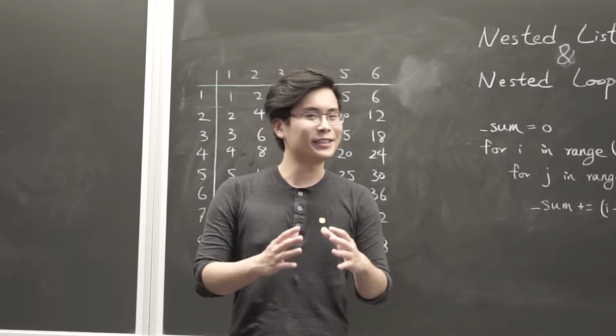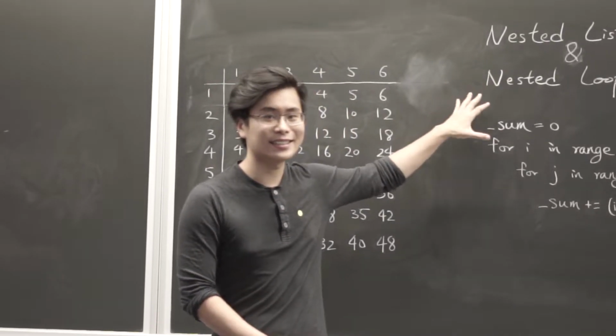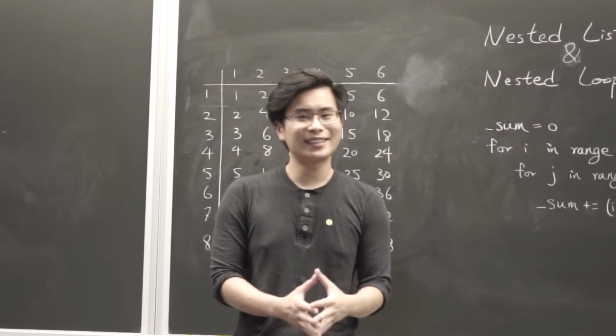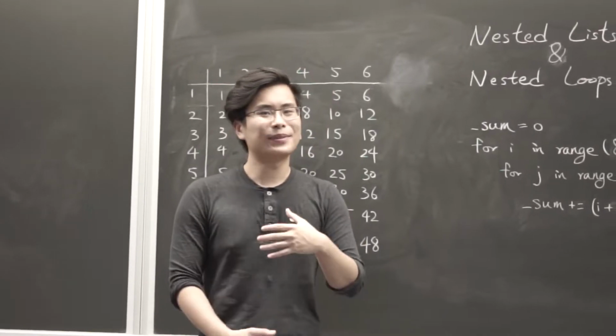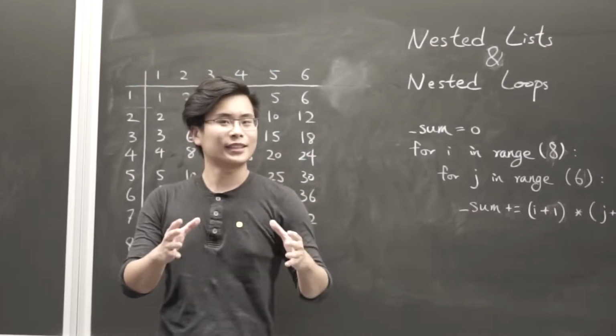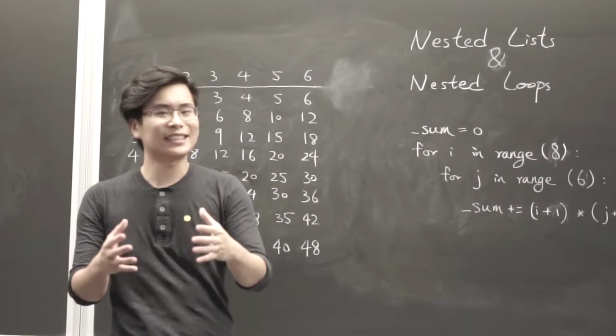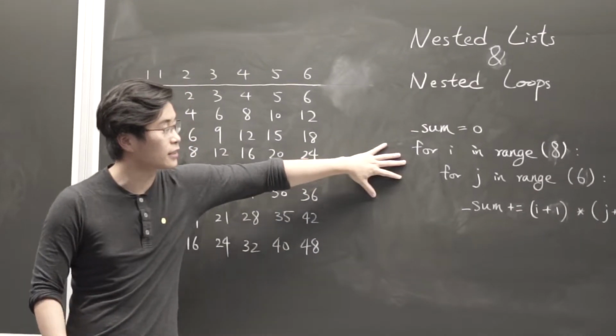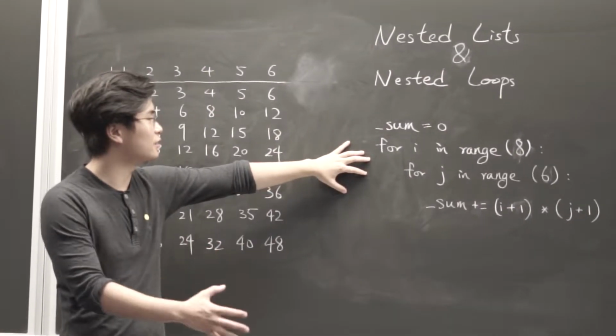In computer programming, we deal with these things called nested lists and nested loops. These are a little more complicated than singly layered lists and loops because there are multiple layers and variables to keep track of. So let's actually look at an example of these nested loops. If you look right here, we have an example of a nested loop.